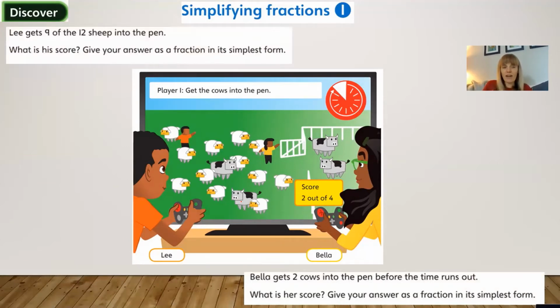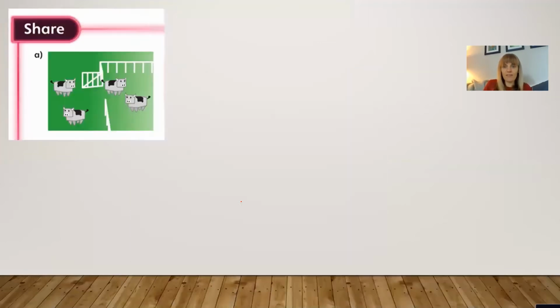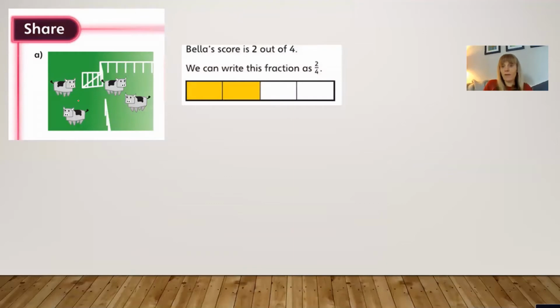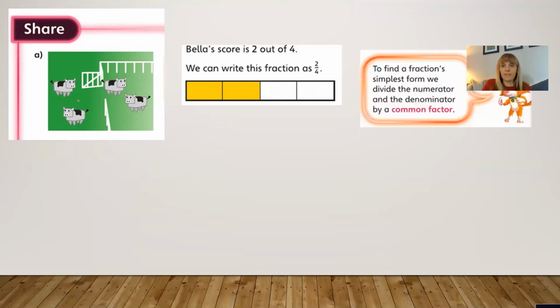Lee manages to get 9 out of the 12 sheep into the pen. So what's his score? And again, we're going to simplify his answer. So let's have a look. So here are the cows. 2 of them are inside, 2 of them are out. So she has got 2 out of 4, and as a fraction, you can see that's written as 2 quarters. It's also shown as a bar model. 2 out of the 4 are shaded in because that's how many she's got into the field.